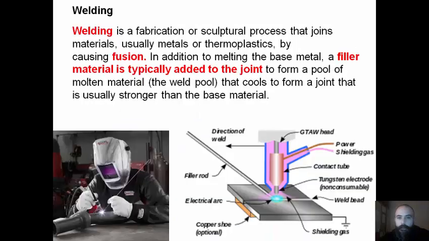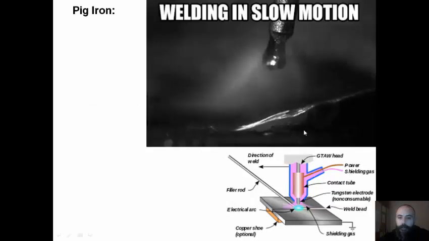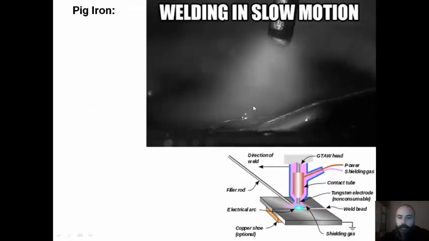Welding is a fabrication or sculptural process that joins materials, usually metals or thermoplastics, by causing fusion. In addition to melting the base metal, a filler material is typically added to the joint to form a pool of molten material, the weld pool, that cools to form a joint that is usually stronger than the base material. This is the weld pool.